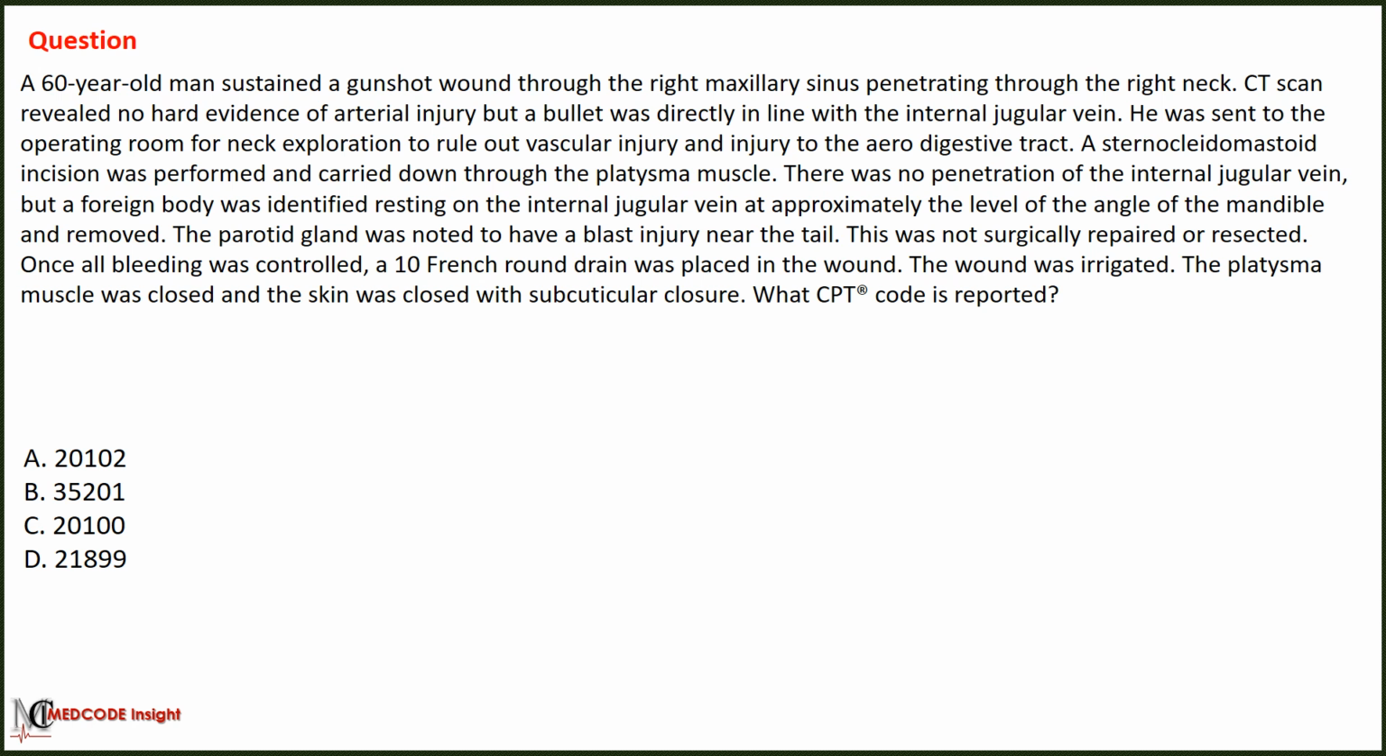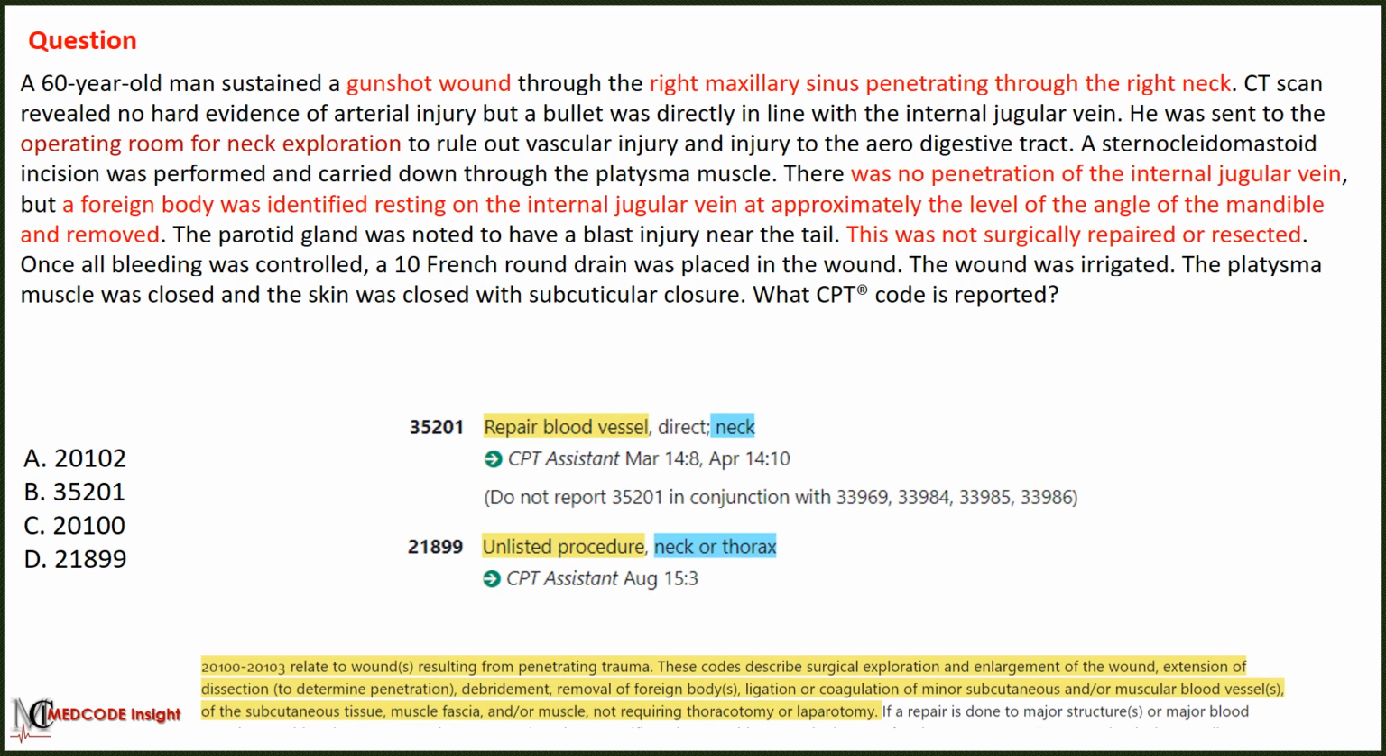Option A with the code 20,102, Option B with the code 35,201, Option C with the code 20,100, Option D with the code 21,899.